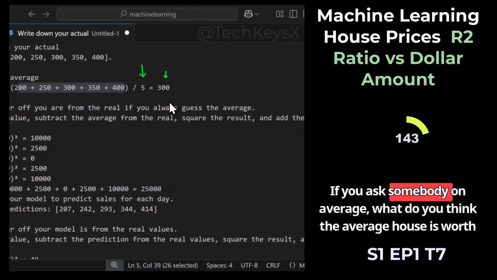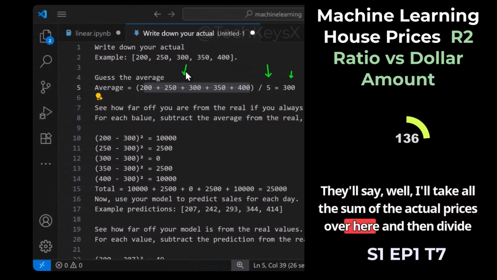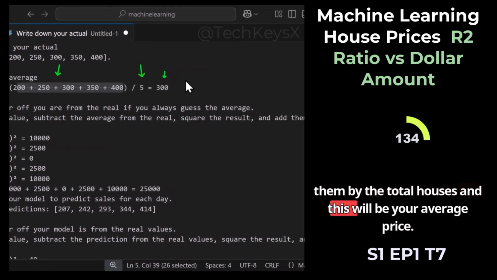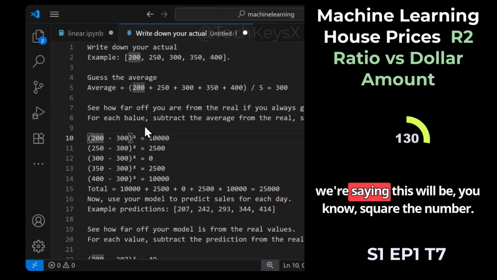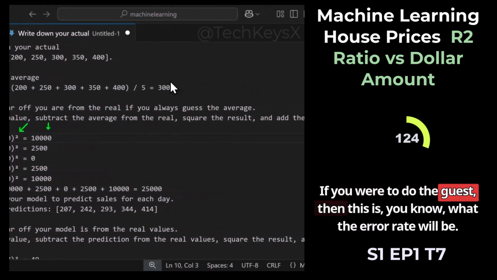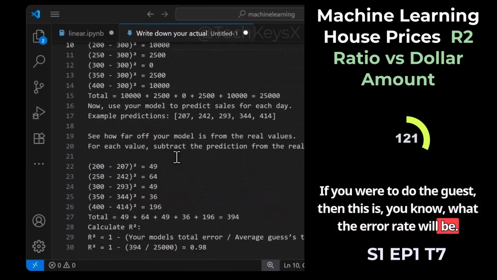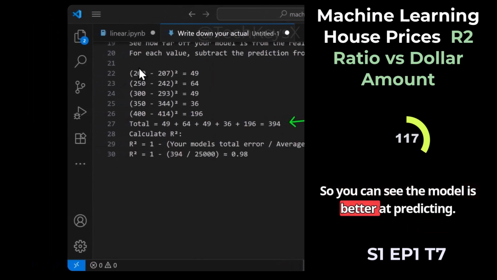If you ask somebody on average, what do you think the average house is worth on a street? They'll say, well, I'll take the sum of the actual prices over here and then divide by the total houses, and this would be your average price. And what we're doing here is we're comparing that against the actual, squaring the number, and this is the error rate of the average. If you were to do the guess, this is what the error rate will be. And you compare it against the model error rate. So you can see the model is better at predicting.